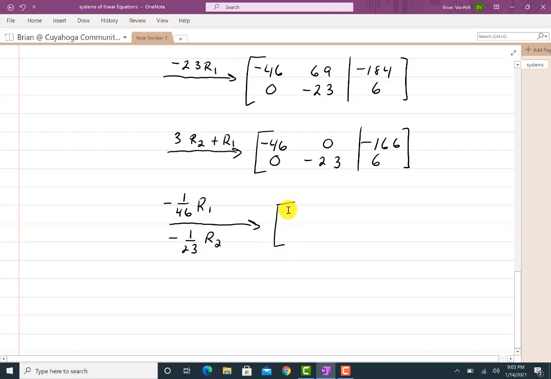So when I do the negative 1 over 46 R1, I'll end up with a 1 here, a 0 here, and then negative 166 over negative 46 gives me 166 over 46, and we saw that that simplified to 83 over 23. On the second row, we get a 0, 1, and then we get negative 6 over 23. So you can see I get the same answers this way, but there's a beautiful thing right here, and it's this diagonal representation. This is the gold standard for solving equations. If I can give you an output like this, then you know what the answer is.